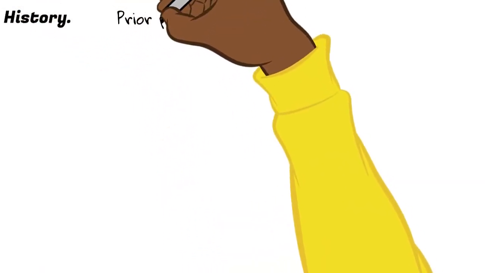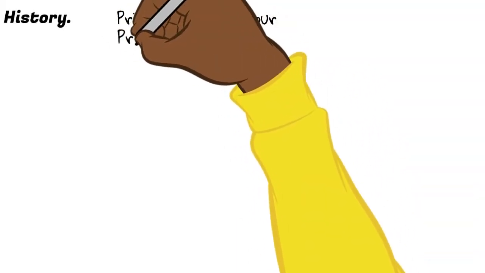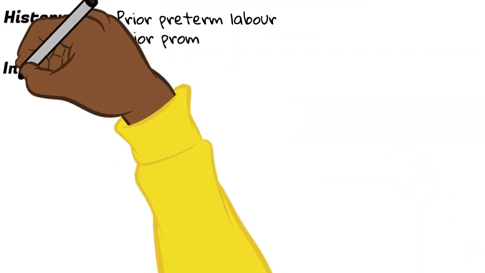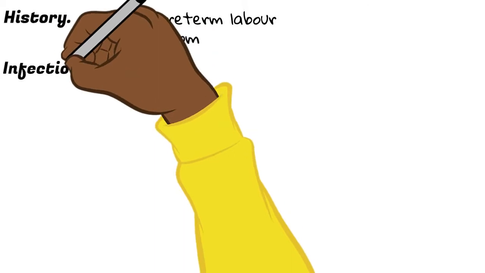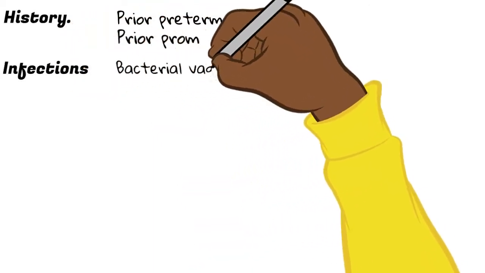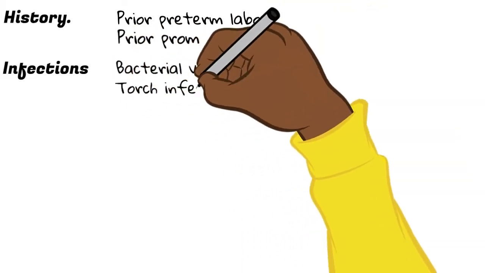Okay, and infections such as bacterial vaginosis and other TORCH infections can cause PROM through their modes of action, such as by the release of enzymes such as proteases and phospholipases. All these can reduce tensile strength in the connective tissue.